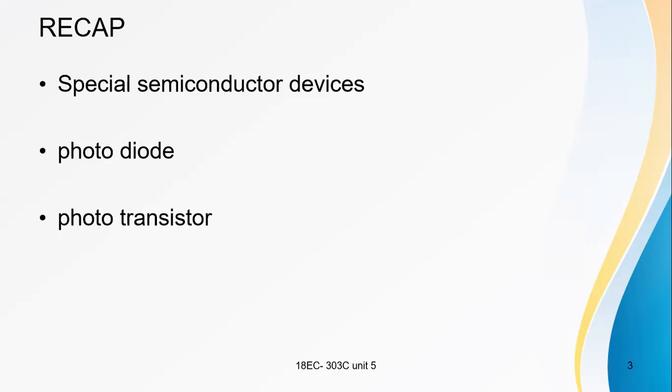Next is photodiode and phototransistor. Photo indicates it is working on photons, that means based on the light energy. The photodiode is a type of diode, and it is working on photons. And the phototransistor is a type of transistor. This photodiode and phototransistor convert the light energy into the electrical energy. They are a type of diode and a type of transistor, but here the input is light energy. It converts light energy into electrical energy.